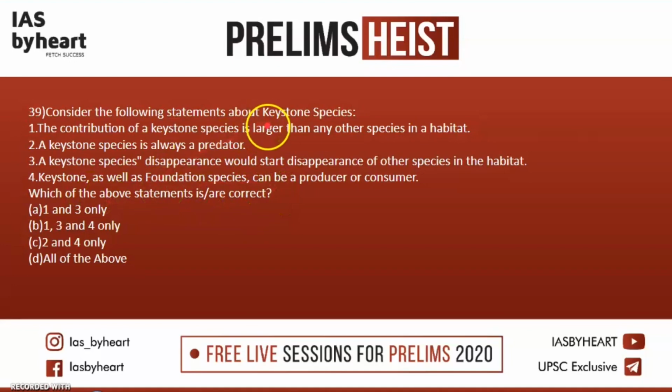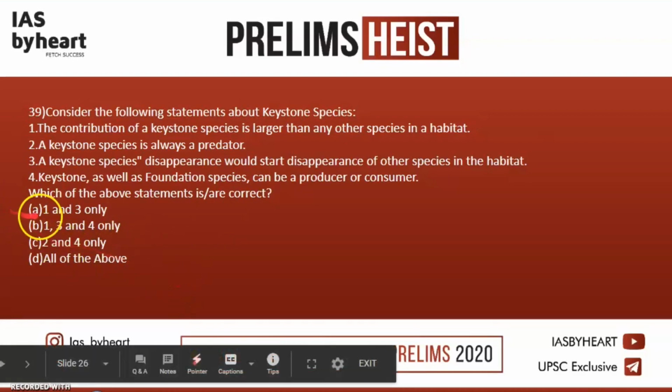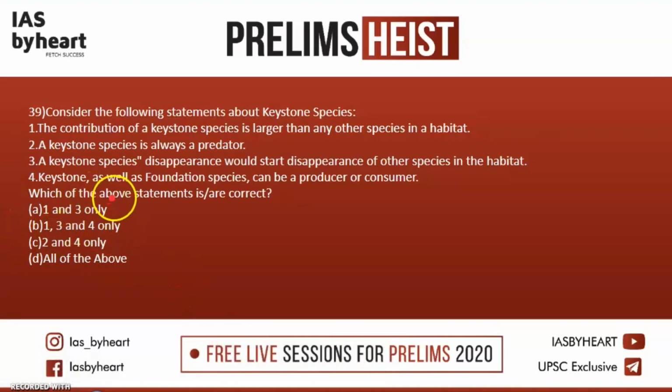We all know that a keystone species is not only about predators. For example, bee is also a keystone species, but it is not a predator. So by eliminating the second one, we have our options as A and B. We have to choose our answer from this. So please analyze the B and A options. Here we have both option 1 as well as 3. So the third statement will be a right statement. That means if a keystone species disappears, the other species also disappear. So this is a right statement.